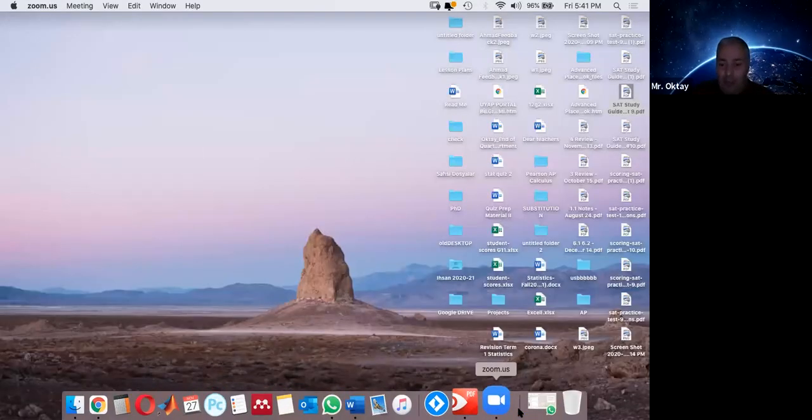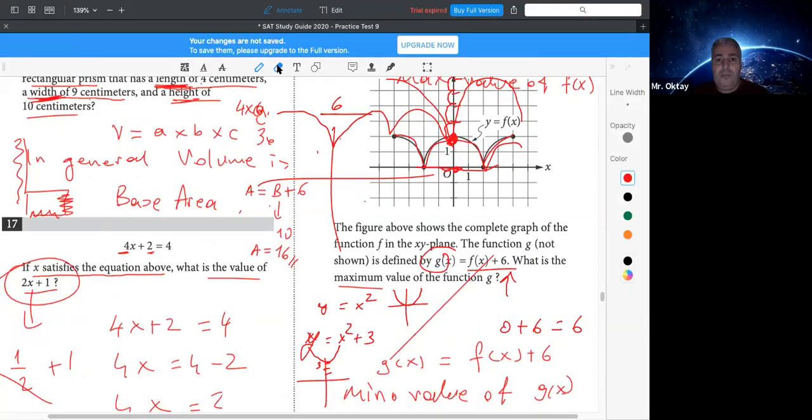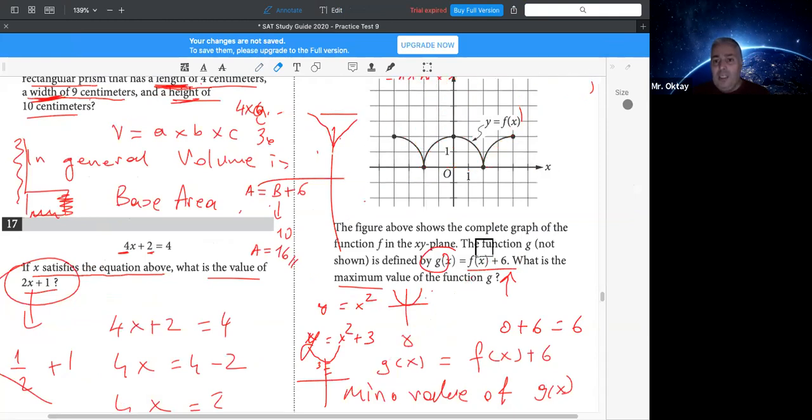Okay. So in our question, it is saying, where was it? Here. It is so complicated now. It is saying that g of x is f of x plus 6. But this is f of x. So what will be f of x plus 6? If this is the graph of f of x, I will move this 1 unit, 1 unit, 1 unit, 6 times, each point.